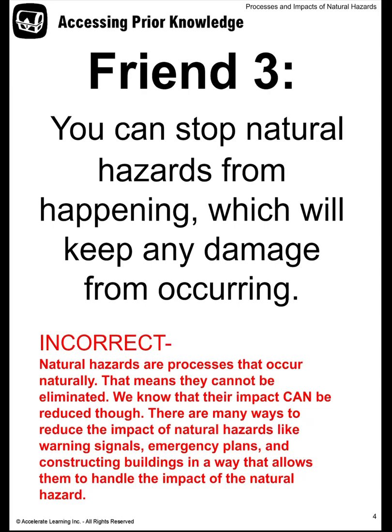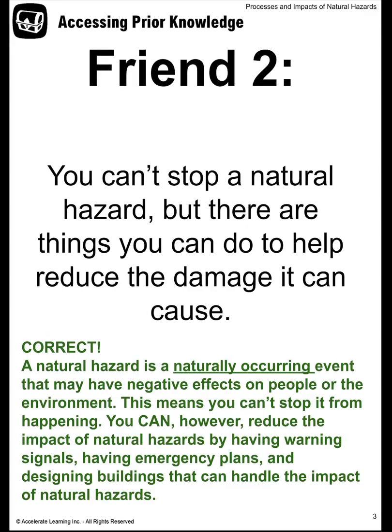There are many ways we can reduce the impact of the natural hazard, like warning signals, emergency plans, and constructing buildings in a way that lets them handle the impact of natural hazards. So we know that friend number 2 is right. You can't stop a natural hazard, but we can do things to help reduce the damage.